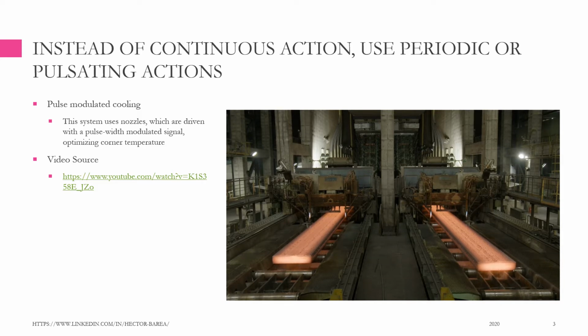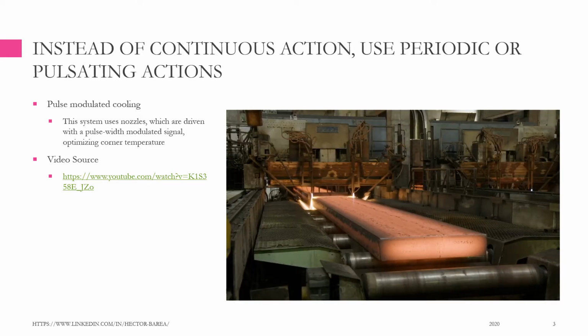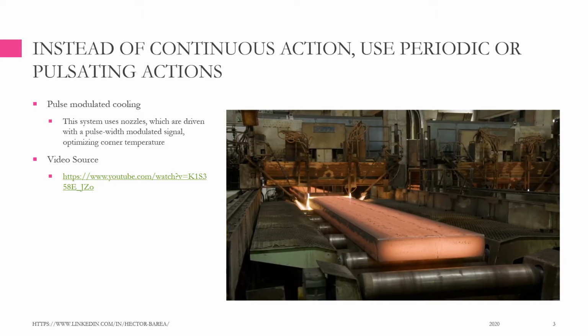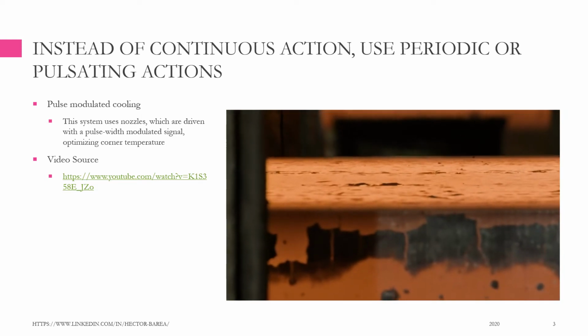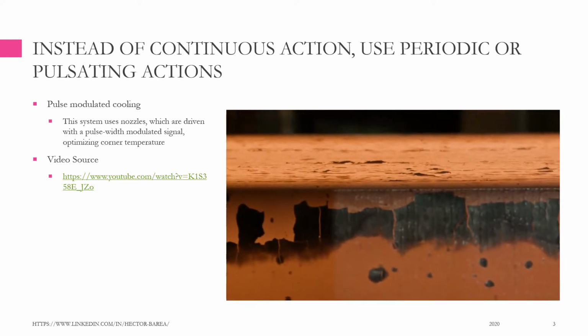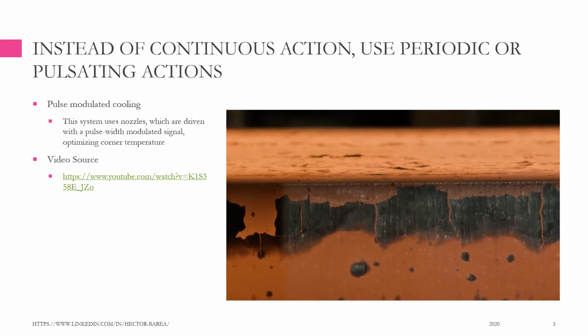Crack-sensitive steel grades like AHSS of the second and third generation require width-adjustable secondary cooling to avoid potential overcooling of the slab corners and consequently corner cracks.